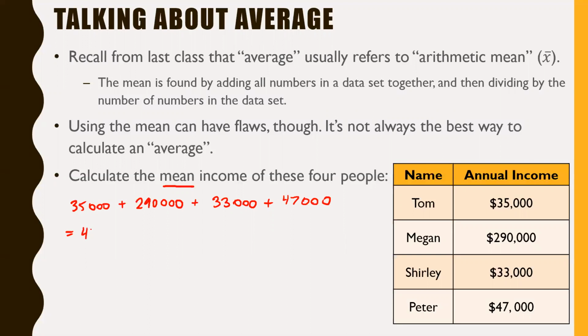If you add all that up, it should give you 405,000. And of course, that's not the mean, that's just the total sum of all 4 of these people. So we just have to divide that by the number of people in this data set. So in other words, we've got to divide it by 4. 405,000 divided by 4 is 101,250. And of course, that's going to be in dollars because it's an annual income. So in other words, the mean income of these 4 people is $101,250.